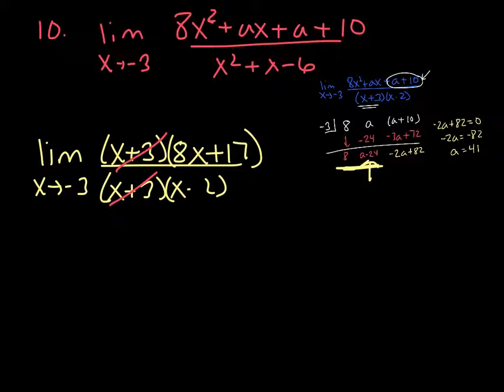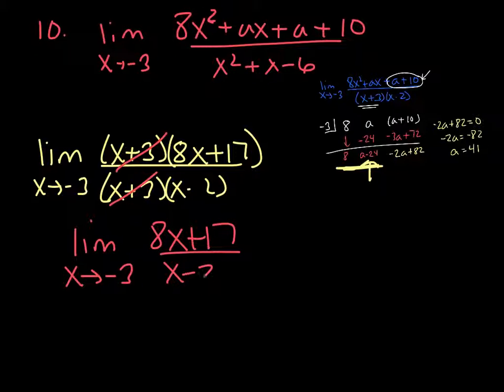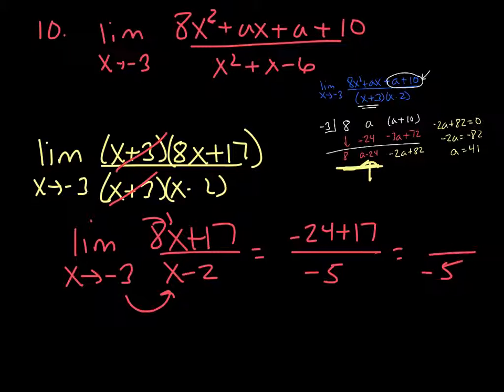Cancel out your x plus 3's. We have the limit as x goes to negative 3 of 8x plus 17 over x minus 2. And now that you've canceled out the whole factor, you can plug in your negative 3 for your x's. So that would be negative 24 plus 17 over negative 5. And if we simplify that down even a little bit more, we'll have negative 5 on the bottom and negative 7 on the top, and when you divide those you will get 1.4. So our limit is 1.4 and our a value is 41, so the answer should be C.